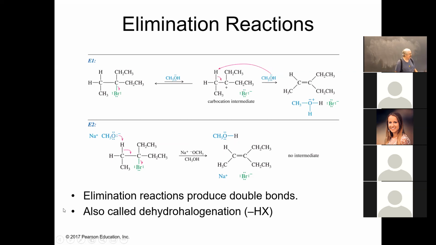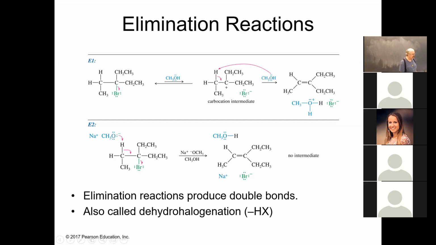Okay, the other limiting case is what we call an E2. Remember that the SN1 occurred in two steps, just like the E1. The E2, like the SN2, occurs all in one step.